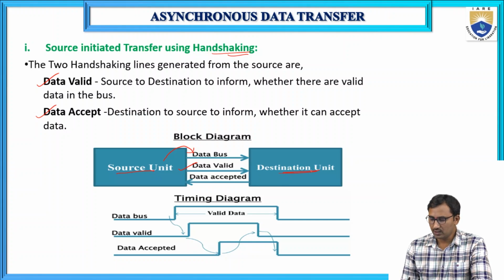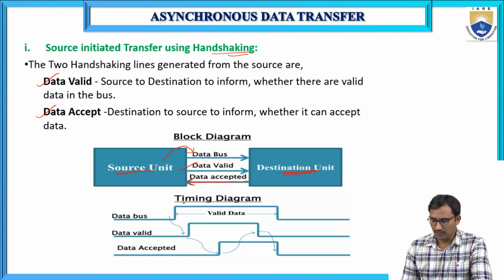Once the destination unit receives the data, it will send a data accepted signal to the source unit. Once the source unit receives the data accepted signal, it comes to know that the transmitted data has been received by the destination unit. So this is a source initiated transfer using handshaking.